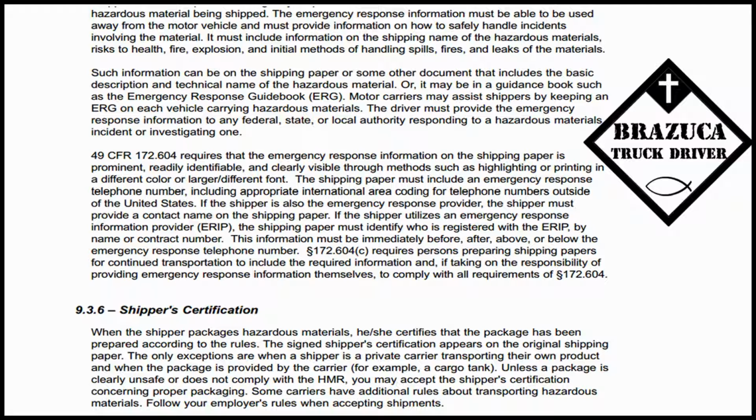Such information can be on the shipping paper or some other document that includes the basic description and technical name of the hazardous material. Or it may be in a guidance book such as the Emergency Response Guidebook, ERG. Motor carriers may assist shippers by keeping an ERG on each vehicle carrying hazardous materials. The driver must provide the emergency response information to any federal, state, or local authority responding to a hazardous material incident or investigating one.